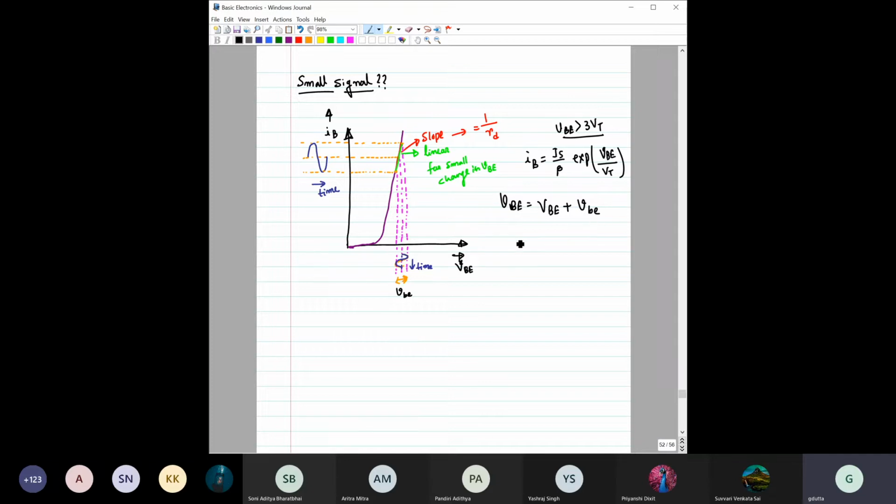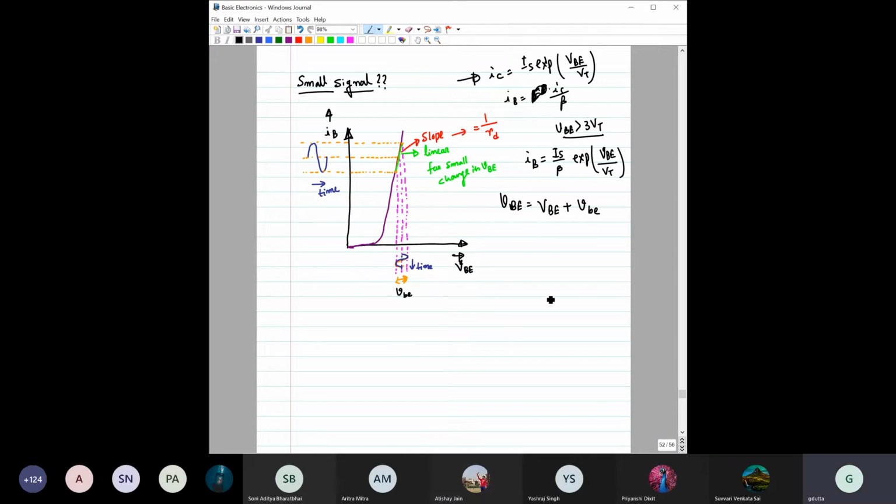Sir, what is IS in the IB equation? This is the reverse, the inverse leakage current for this collector current. Yes, we have represented collector current like this: IS exponential of V of BE by VT. And we know this IB is equal to IC by beta. So that way you can write it like this.